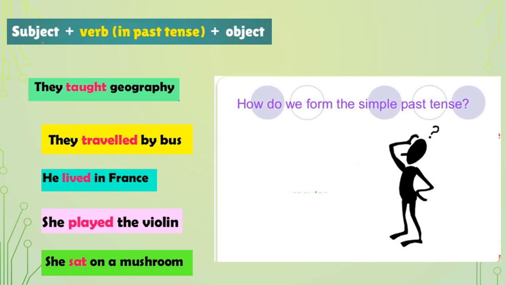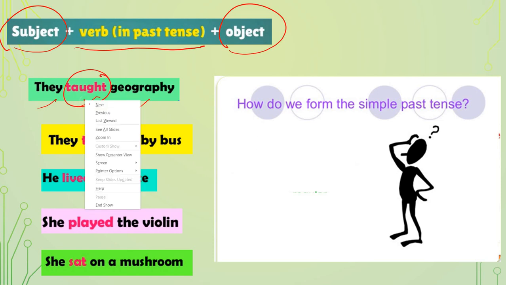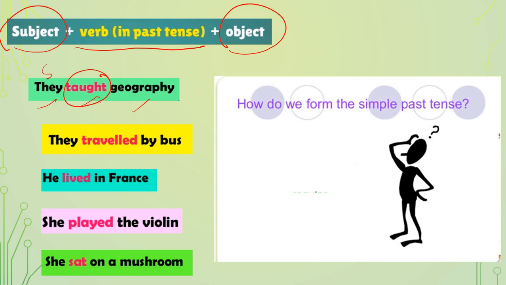Usually a simple sentence in the past tense you will form by using the subject, then the verb in the past tense and the object, as I showed you. They taught geography. Taught is the action and who is doing that action? They. So they is the subject and what is being taught? Geography. So geography is the object. So basically subject, verb and object. Subject, verb in the past tense. So this is the basic simple sentence in the past tense.